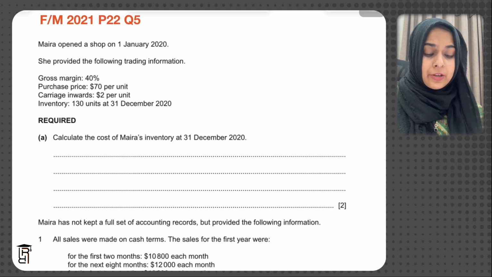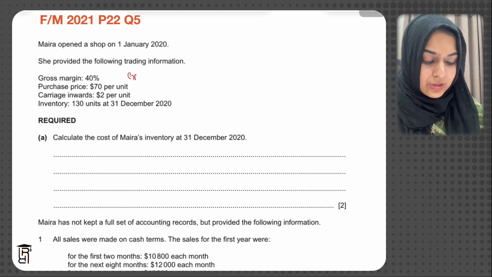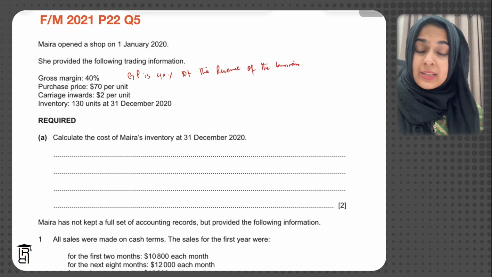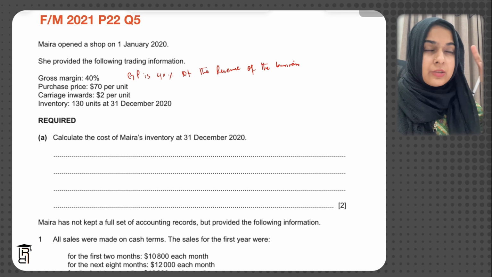So they are saying here gross margin is 40%. So 40% gross margin means gross profit as a percentage of revenue. So gross profit is 40% of the total revenue of the business. And then they are saying purchase price. The inventory that she is selling has a purchase price of one unit of inventory of $70. And the transportation that she's paying for one unit of this inventory is $2 per unit.